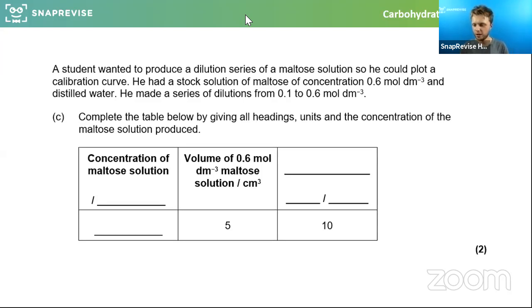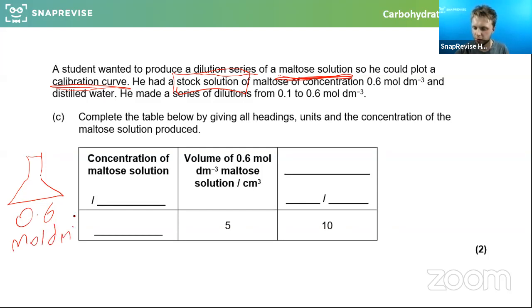This question is asking you to look at some student work. A student has made a dilution series. They've used some maltose, which is a sugar solution, and he's plotting a calibration curve. He has a stock solution, which means his starting solution. Here is his stock solution in a conical flask, and that is 0.6 mole per dm^-3, which means there is 0.6 moles, which is just an amount, in case you forgot from chemistry, per decimeter cubed, per 1,000 centimeters cubed of water. He's made some dilutions between 0.1 and 0.6.